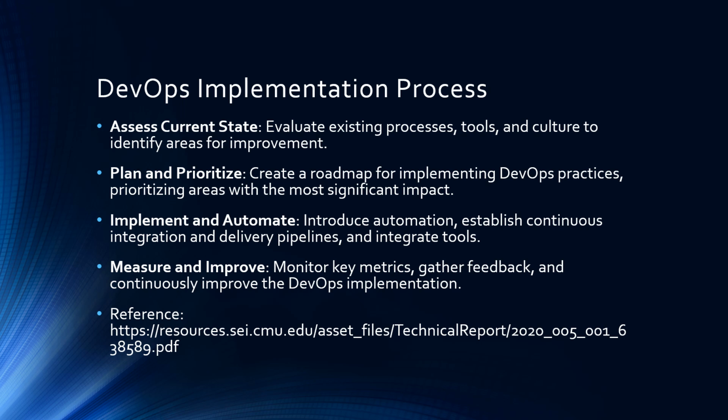Implementing DevOps requires a structured approach that considers both technical and organizational aspects. Let's explore each phase of the implementation process and understand how to execute it successfully. The first step is to assess the current state. This involves a comprehensive evaluation of your existing processes, tools, and culture.